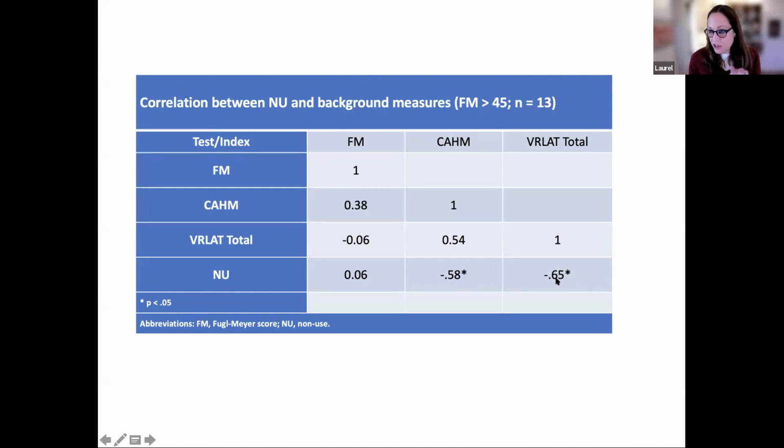I didn't show it here for lack of time, but when we did a multiple regression, as some of you might guess, actually the VR-LAT total score was the strongest and only independent predictor of non-use above and beyond Fugl-Meyer. So this suggested to us that this attentional capacity might be an important factor in determining non-use. But this was not an experimental study. This was a study using a naturalistic assessment measure, a correlational study.